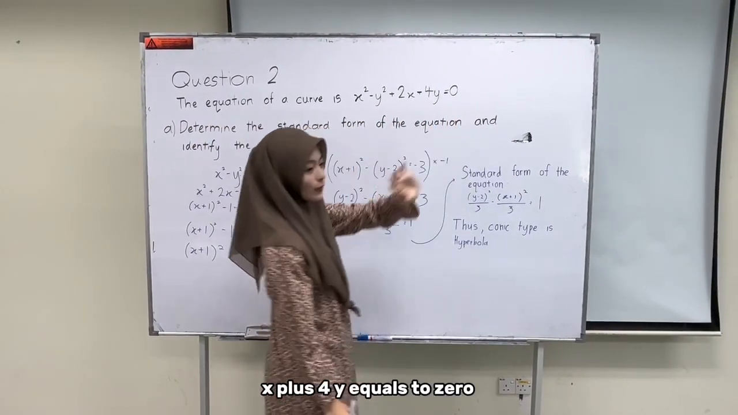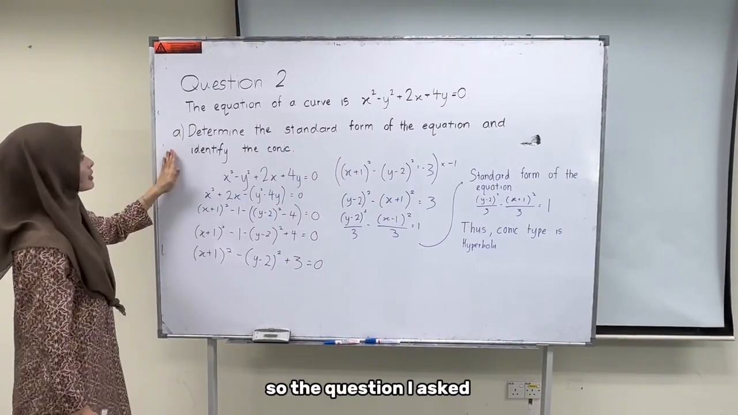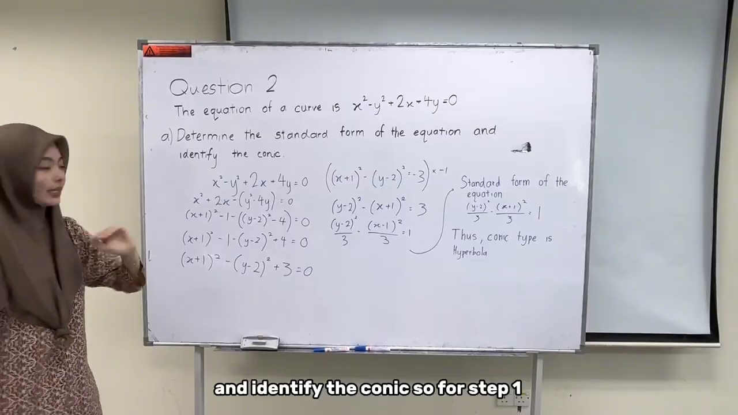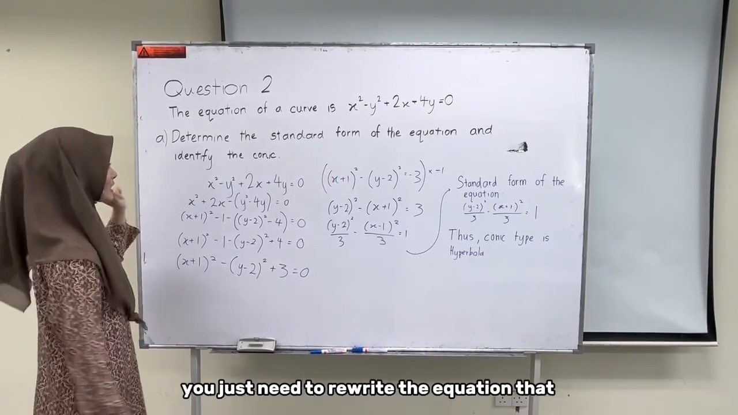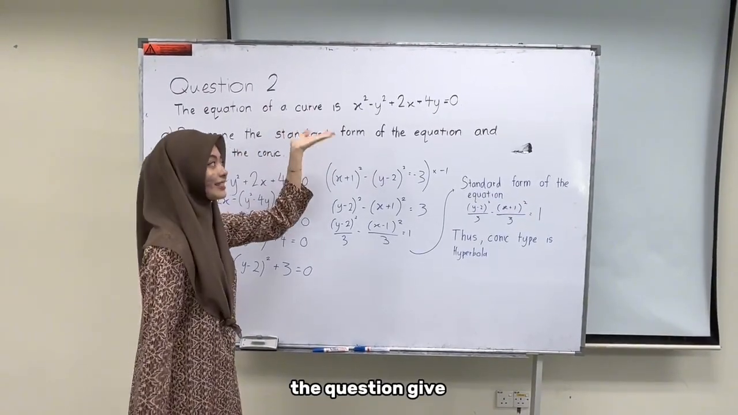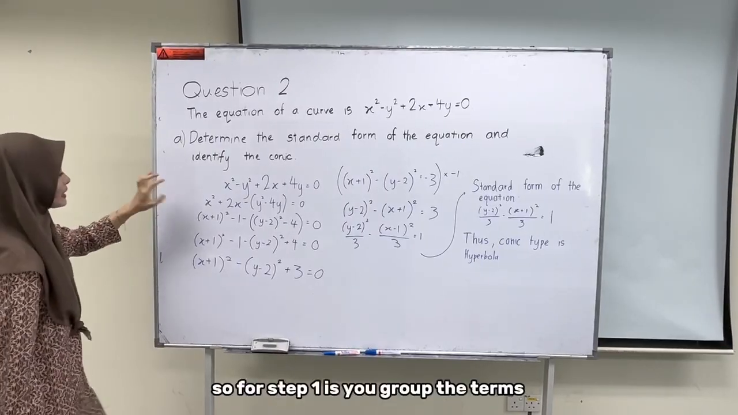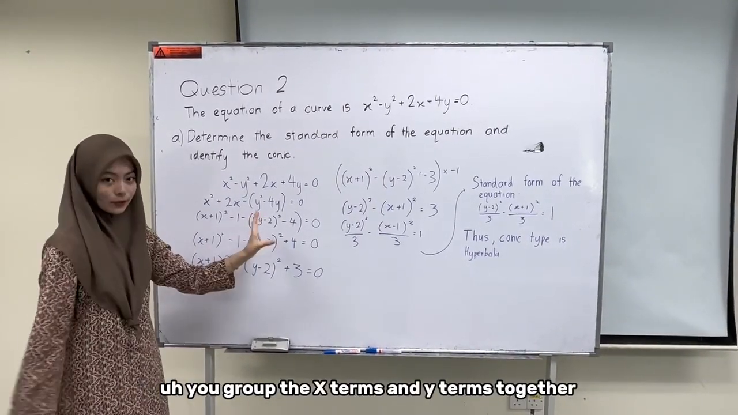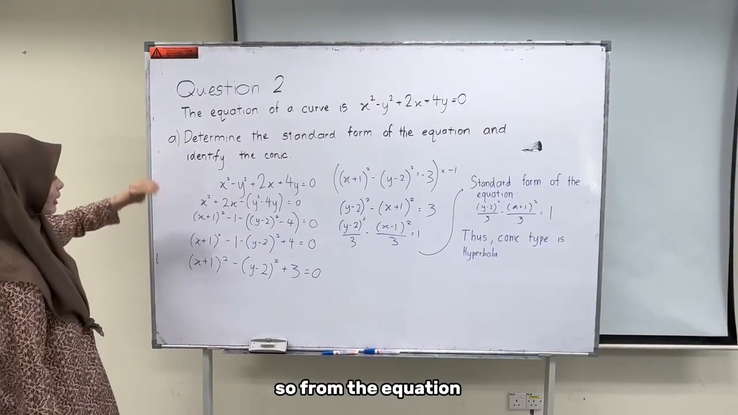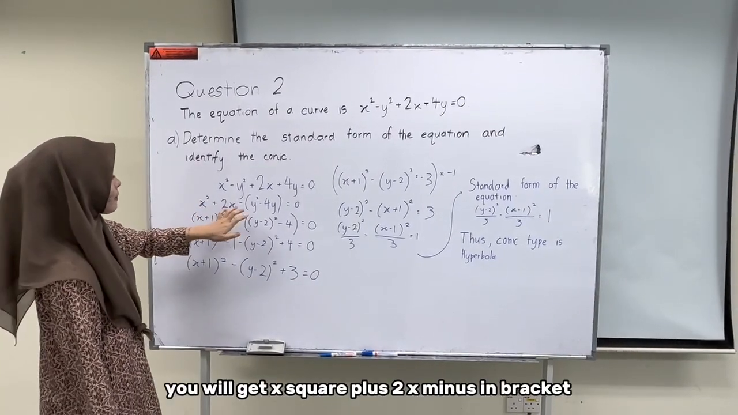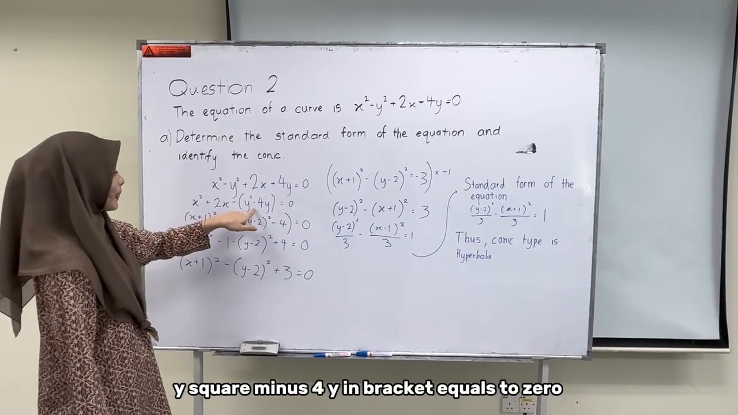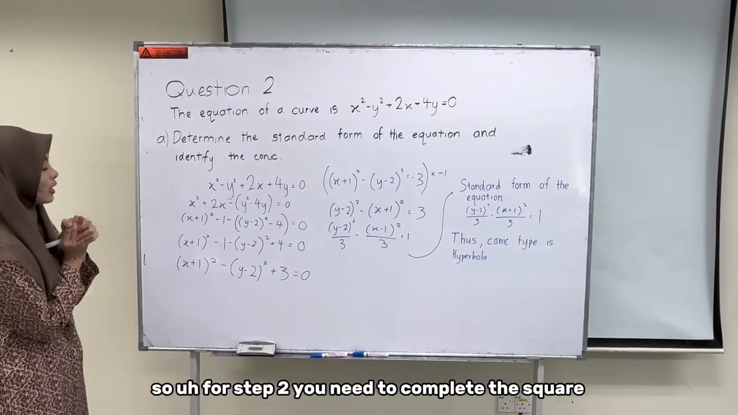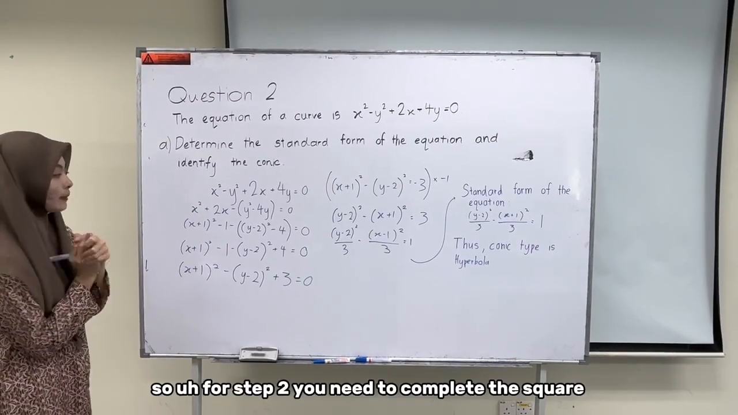Okay, let's start. So for question 2, the equation of a curve is x squared minus y squared plus 2x plus 4y equals 0. So the question asks, determine the standard form of the equation and identify the conic. So for step 1, you just need to rewrite the equation that the question gave. You group the x terms and y terms together. So from the equation, you will get x squared plus 2x minus in bracket y squared minus 4y in bracket equals 0.